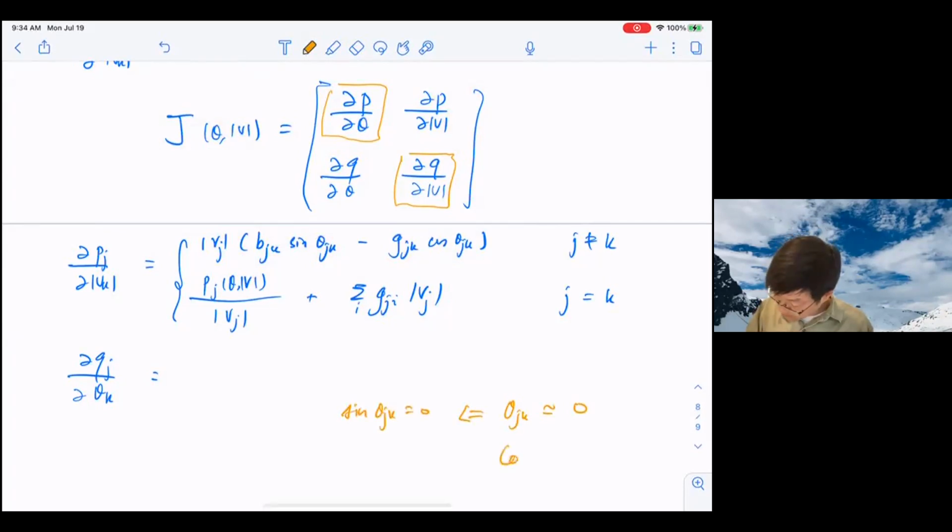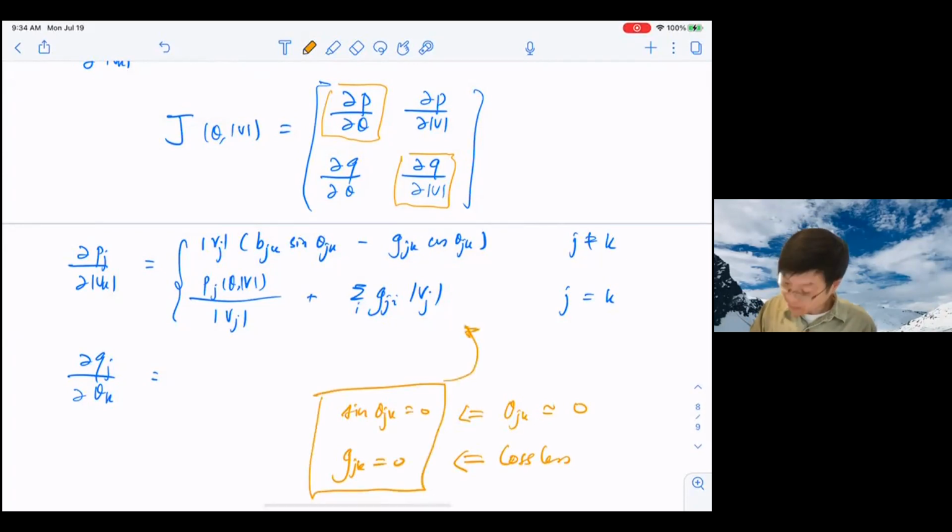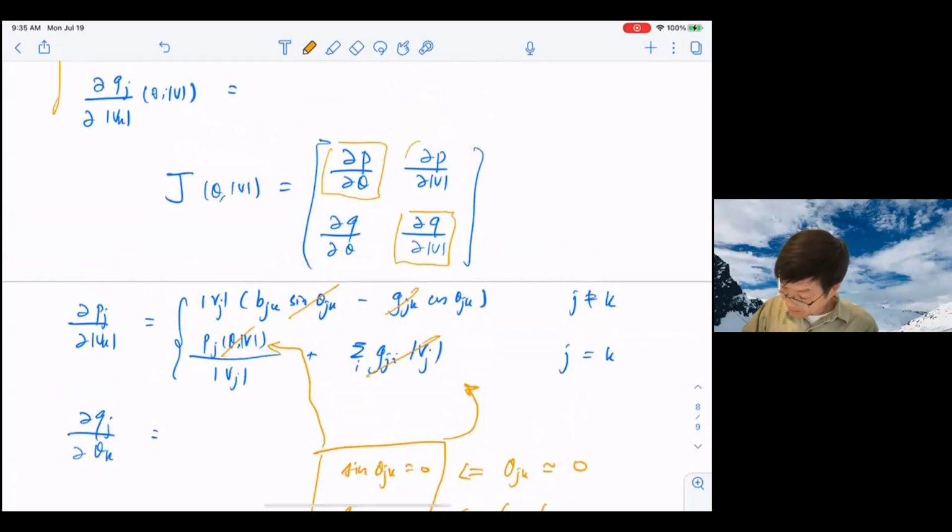And also if the lines are lossless, so that we can set G_jk to 0. Now, if we take these two assumptions and substitute into the off-diagonal blocks, this becomes 0, this becomes 0, this becomes 0. And in fact, if you substitute this into the function P_j, this also becomes 0. So what's the conclusion? The conclusion is that this off-diagonal block is approximately 0. And we're going to assume it is 0.